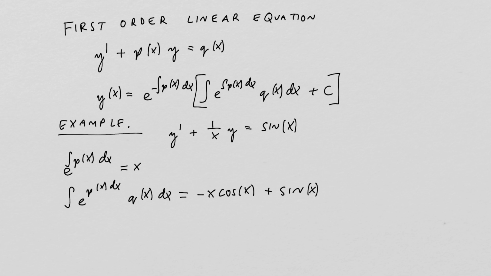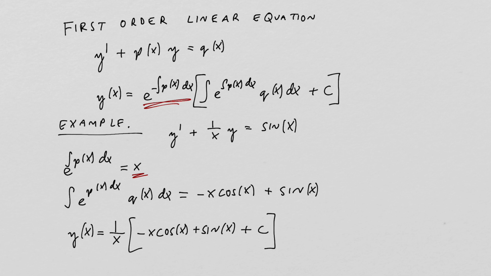Now we are ready to write our solution. In the front we will have the inverse of this function. Then we will have the brackets, and we will put here the first function and the integration constant. And there is our solution.